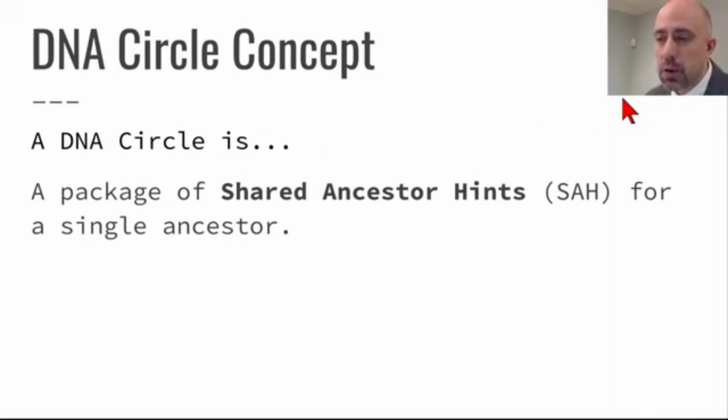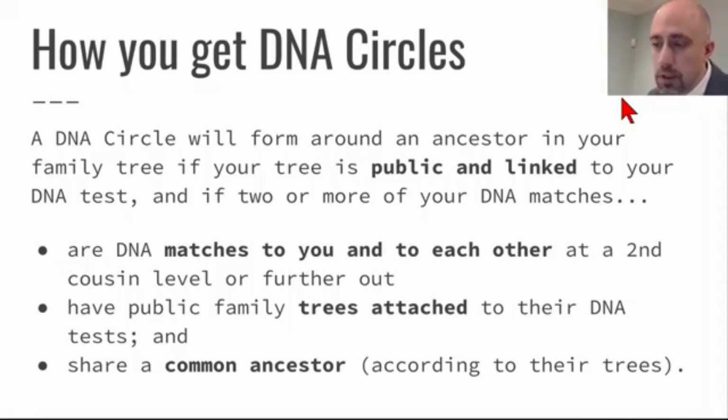And if I were to encapsulate or describe DNA circles as succinctly as possible, my answer would be that a DNA circle is a package of shared ancestor hints for a single ancestor. And we'll expand on that idea as we go forward.